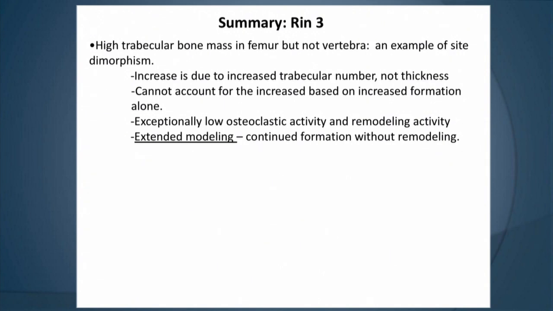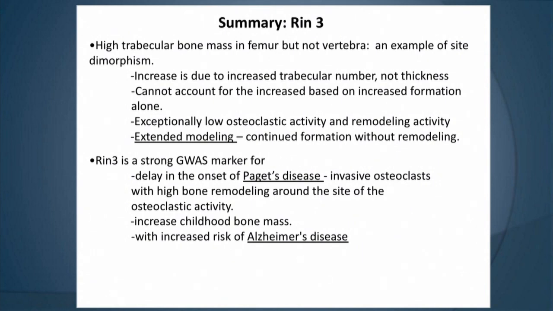So in this model here, we have a high trabecular bone mass, primarily in the femur, this dimorphism we spoke about. It's due primarily to more trabeculae, and the increase is based primarily on low osteoclastic activity, but continued formation activity. So this is extended modeling, if you will. So what is known about this gene? It's a strong GWAS candidate, actually, in Paget's disease.